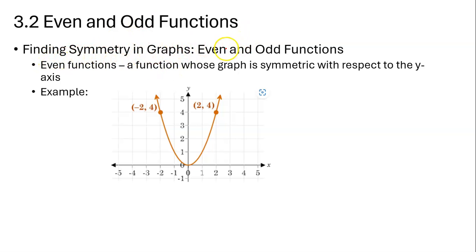Finding symmetry in graphs, even and odd functions. Even functions are symmetric with respect to the y-axis. So right here, if I put a mirror right here, this side mirrors this side. So this is an even function.